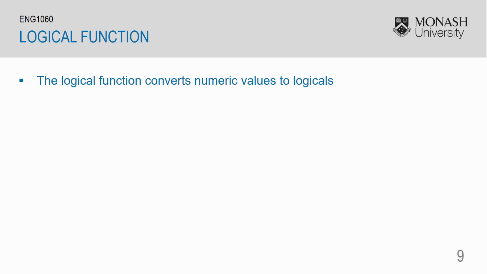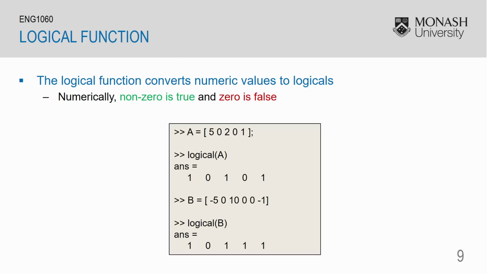There is also a logical function in MATLAB which converts numerical values to logicals, so either true or false. Numerically, non-zero values are true, while zero values are false. Here I have a vector comprised of 5, 0, 2, 0, 1. Calling logical A on this vector will produce true, false, true, false, true. This is because 5, 2, and 1 are non-zero numbers, so they return true, whereas zeros return false.